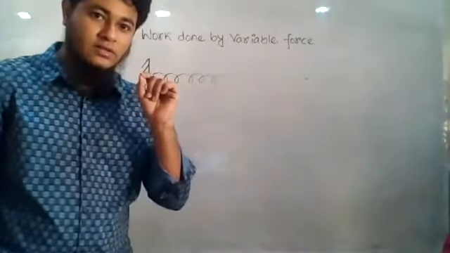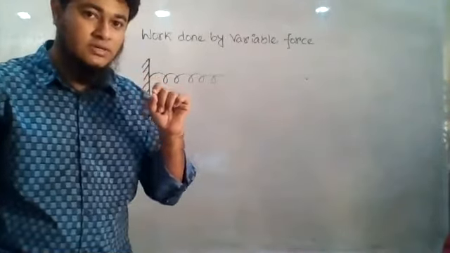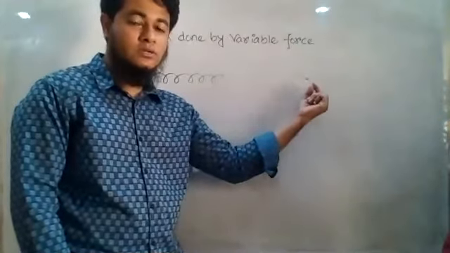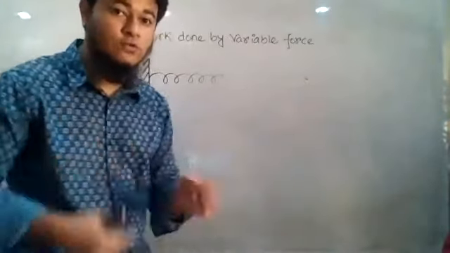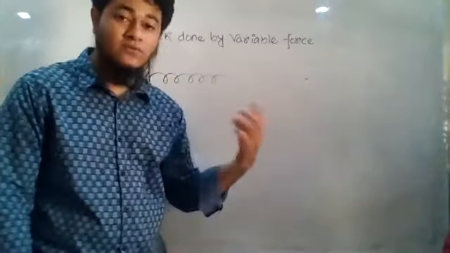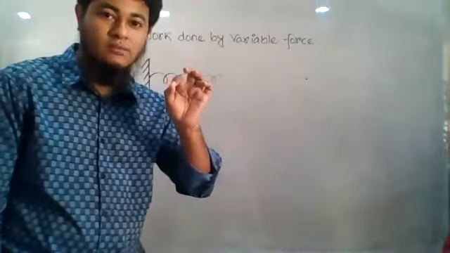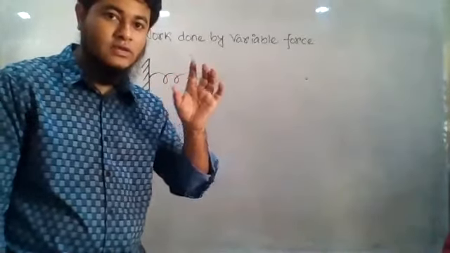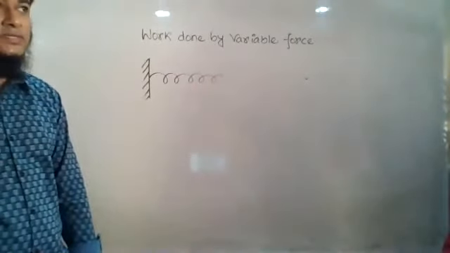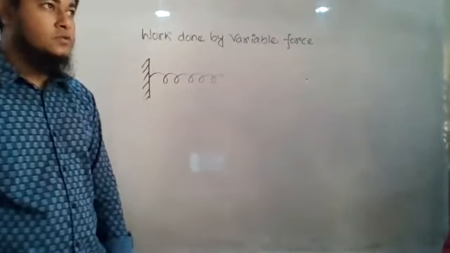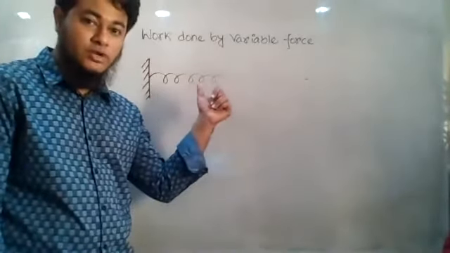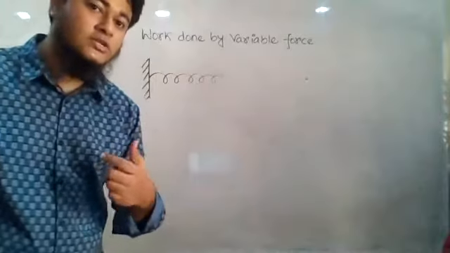So in your finger, you will feel that an opposite force has been generated. The more force you apply, that means the more elongation you cause, the greater force you will feel in your hand. And at a point, you will feel that you cannot hold it anymore with your finger, okay? So you have to let it go, and you will feel that it has come back to its relaxed state or equilibrium state, right?